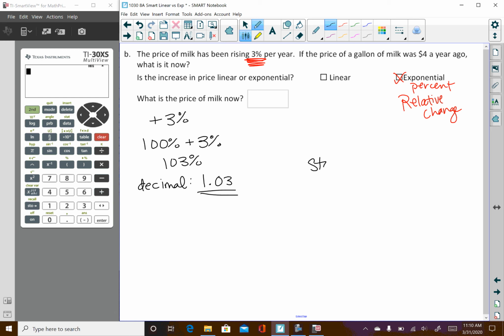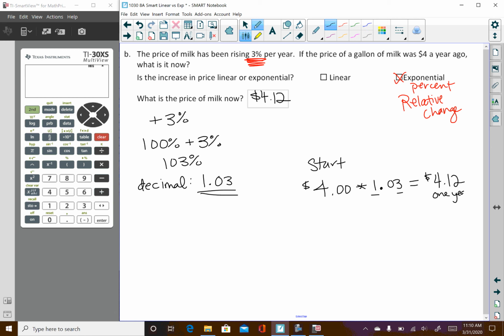This is what I'm going to use in my calculations. So I take the starting price, which was $4, and I just multiply it by that relative change with the 100% included as well. So times 1.03. So that gives me 100% of the cost of the milk plus the additional 3%. So if we do that calculation, we get $4.12. And this is our answer because it just asked us after 1 year.